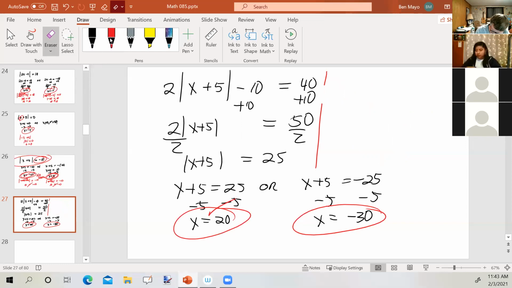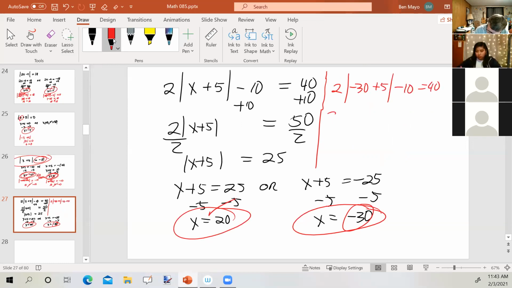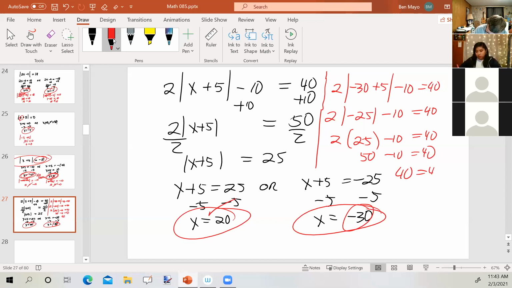Alrighty, we're going to put the -30 in. So 2 times the absolute value of -30 plus 5 minus 10 equals 40. 2 times the absolute value of -25 minus 10 equals 40. 2 times, the absolute value of -25 is +25. So we get 50 minus 10 equals 40. And again, 40 equals 40. So both solutions check.